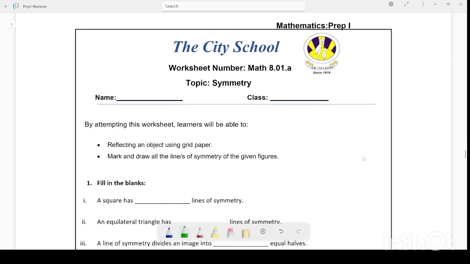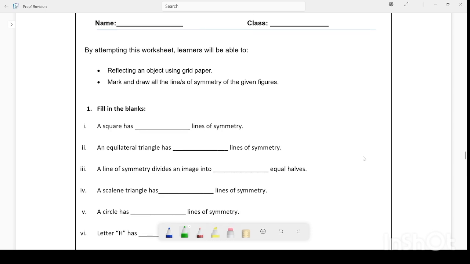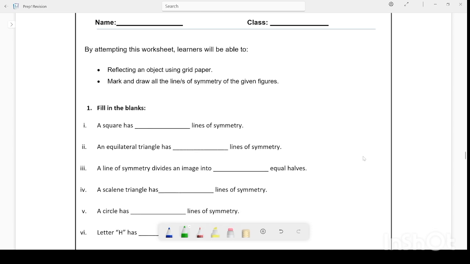So we are doing this worksheet one by one. First question is all about fill in the blanks. It says that a square has dash lines of symmetry. First of all, we have to think about what a square shape is. A square shape is a shape which has all sides equal.